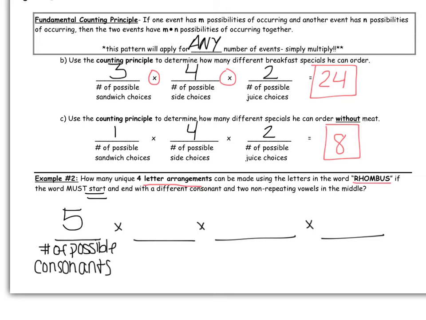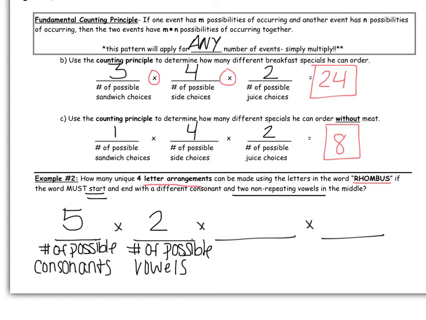But what does it say about the middle? It says the middle has 2 non-repeating vowels. Well, what are the number of possible vowels that we have to choose from? So that's going to go in the second spot. Well, we've got the O and the U. Those are the only 2 vowels that we have, so there are 2 possible vowels.